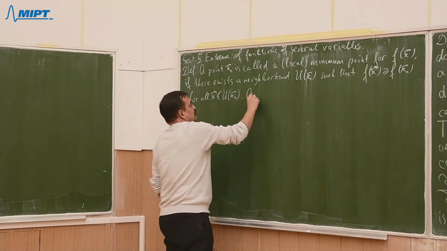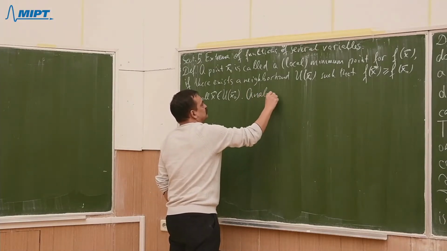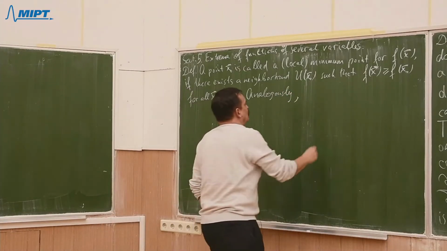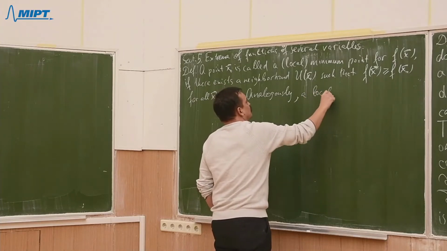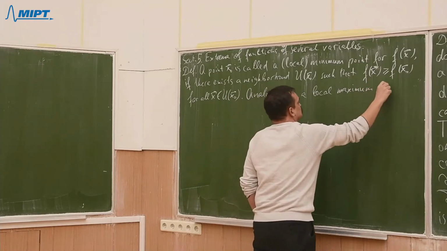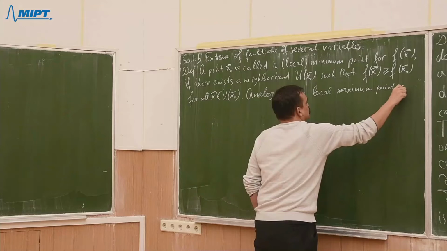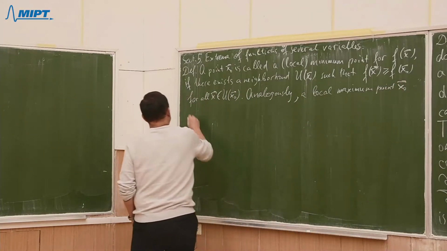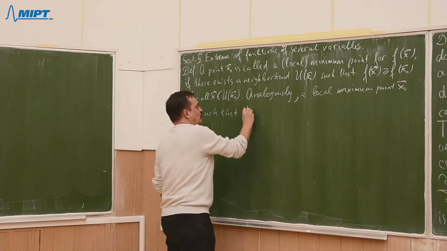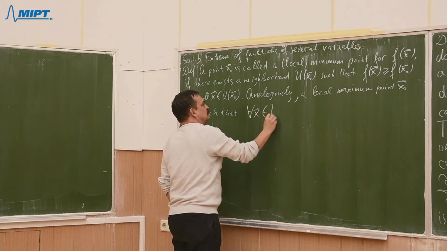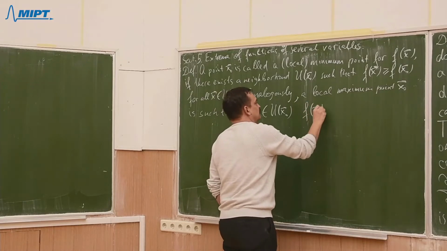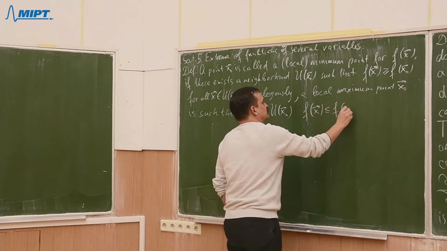Analogously, a local maximum point x0 is such that for all x in a neighborhood of x0, we have f of x less or equal than f of x0.